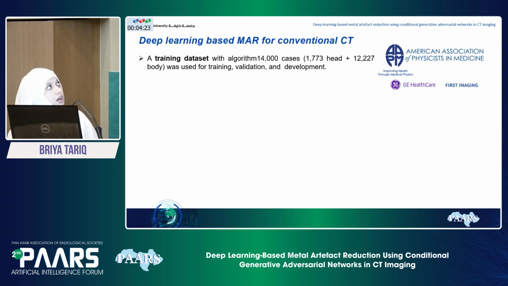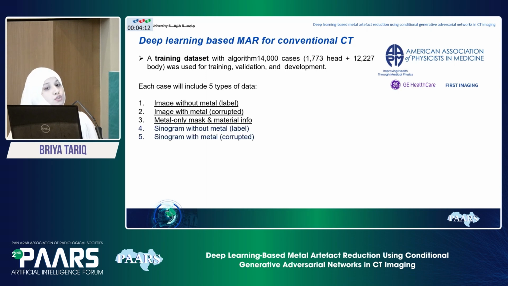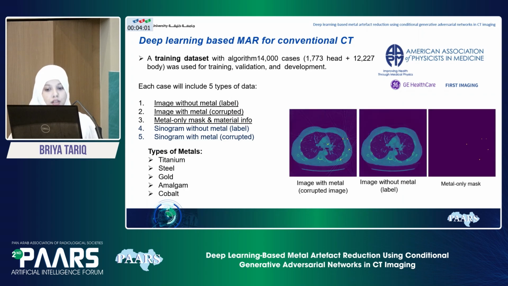For our deep learning based MAR, we use the training dataset provided by AAPM, in collaboration with GE Healthcare and First Imaging. The training dataset consists of 14,000 cases, and each case has images and the sinogram, and we work in the image domain. They use 5 types of metals: titanium, steel, gold, amalgam, and cobalt.